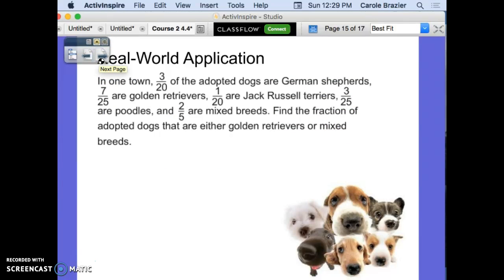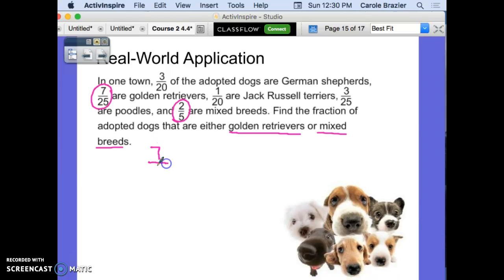One more example. In one town, 3/10 of the adopted dogs are German Shepherds, 7/25 are Golden Retrievers, 1/20 are Jack Russell Terriers, 3/25 are Poodles, and 2/5 are mixed breeds. Find the fraction of adopted dogs that are either Golden Retrievers or mixed breeds. So there's a lot of unneeded information that I don't need. So I'm only going to look at this number, my 7/25, because that's my Golden Retrievers, and my 2/5, because that's my mixed breeds. So I'm looking for either or.